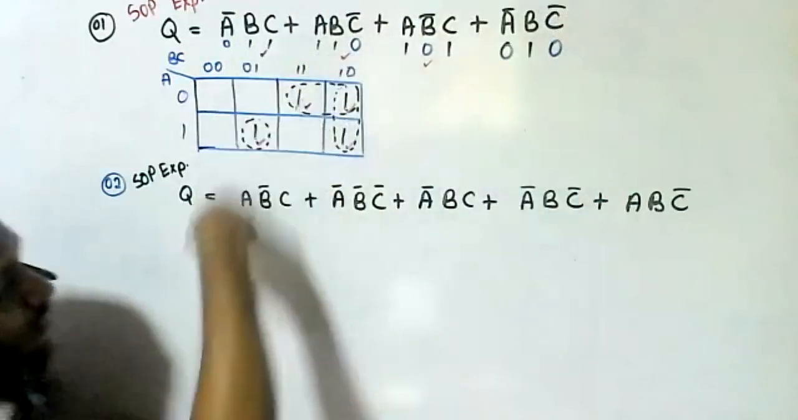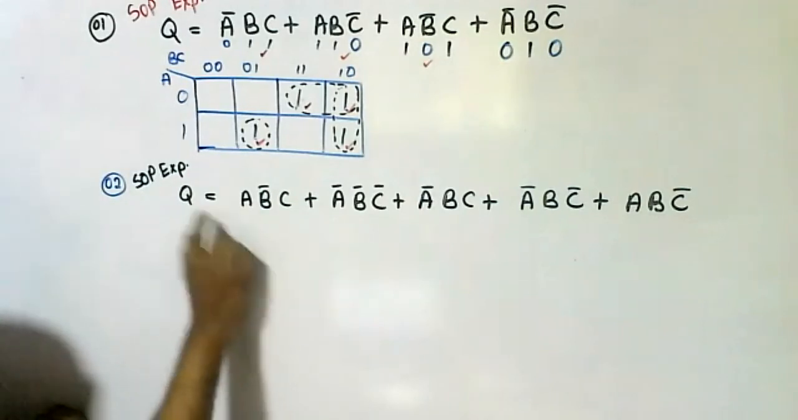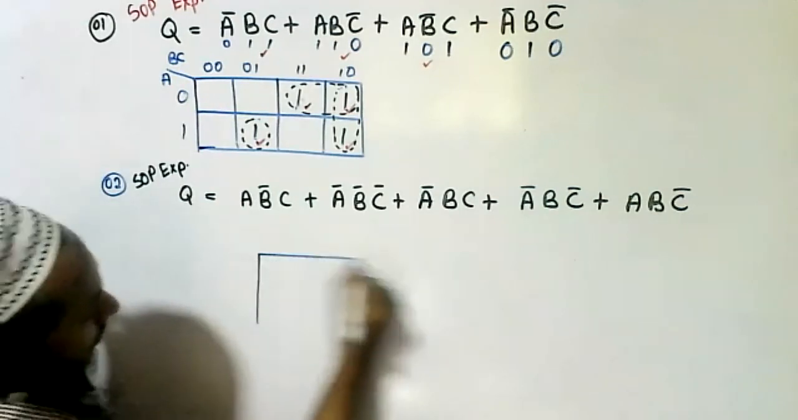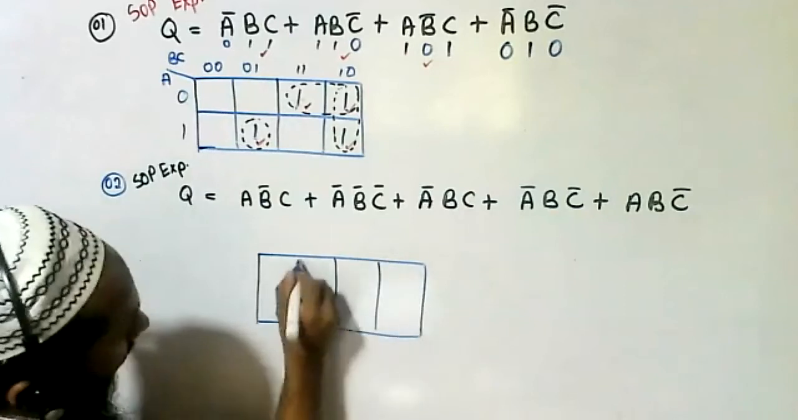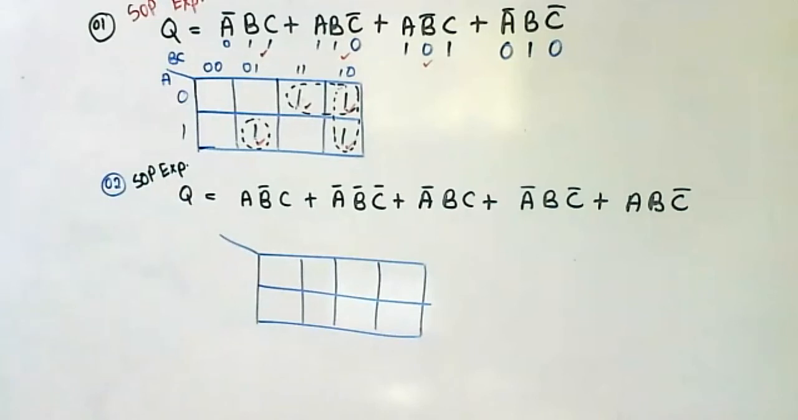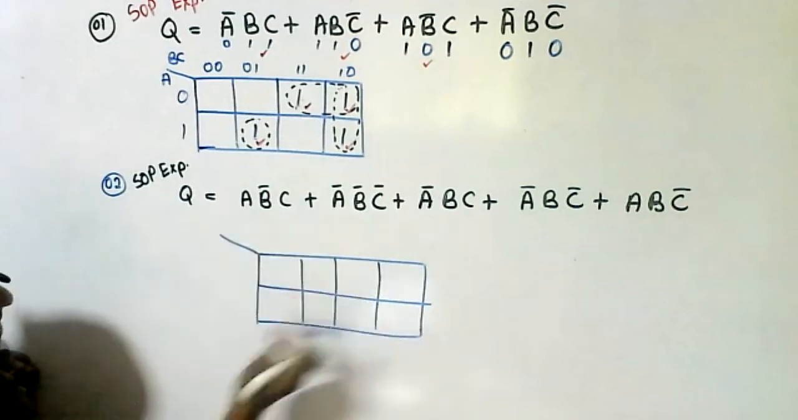How many variables are here, Shamila? 3. Yeah, 3 variables. So how many cells do we need in the Karnaugh map, Shafia? 8, sir. Yes, we need 2 to the power 3, 8 cells. Okay, like this, I draw the Karnaugh map. Duria, let me know the headers, the variables and headers.